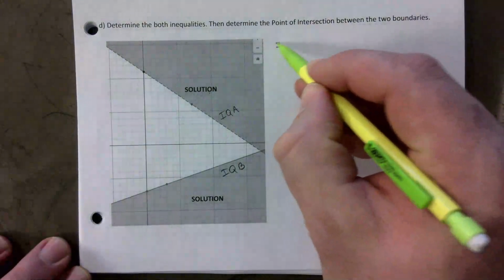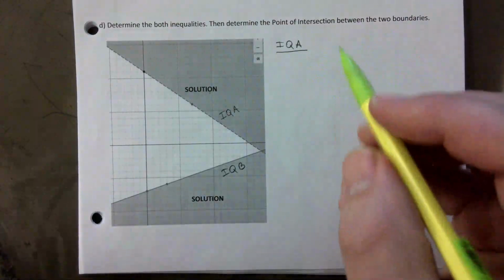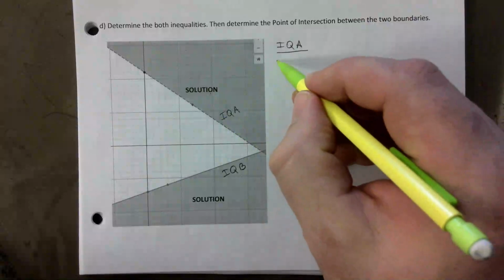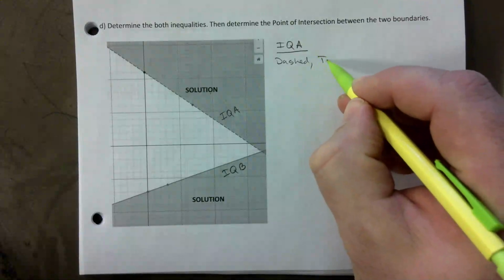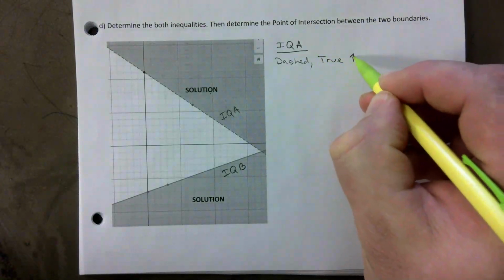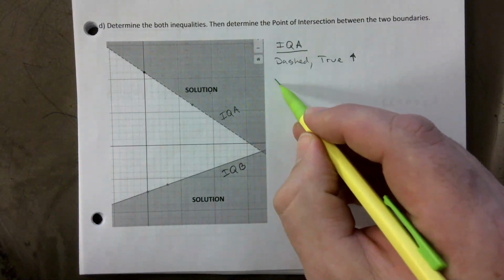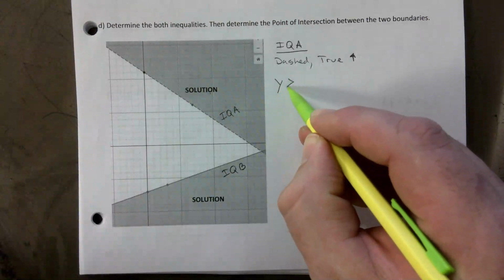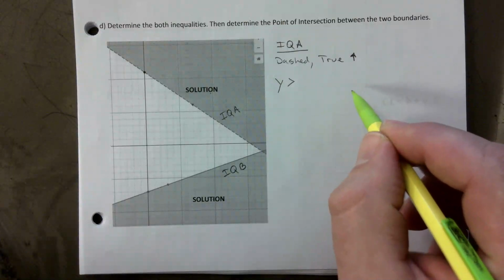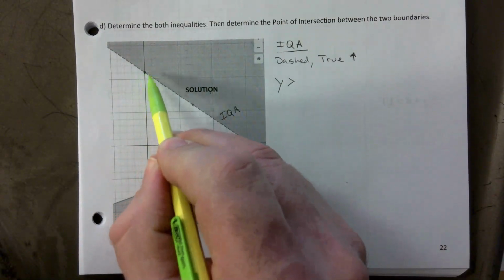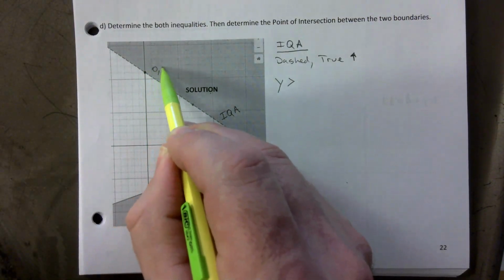Let's do inequality A first. It's not a special case, so first and foremost, I'm going to say it's dashed, and the true region is above the line. It's diagonal, so I know that it's going to start like this: y is greater than. That's it. I need to find my slope and my y-intercept. Let's do the y-intercept first. This would be 5, 10, 11, right? So it's 0, 11 here.